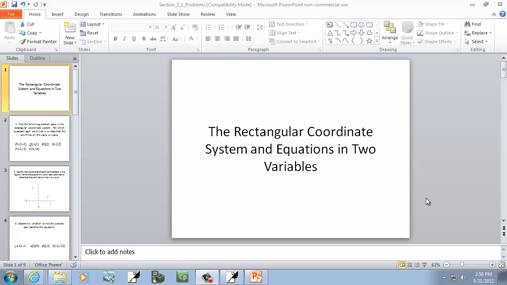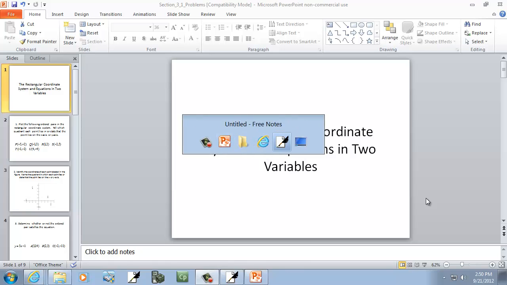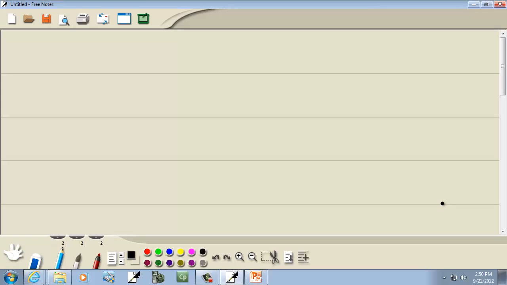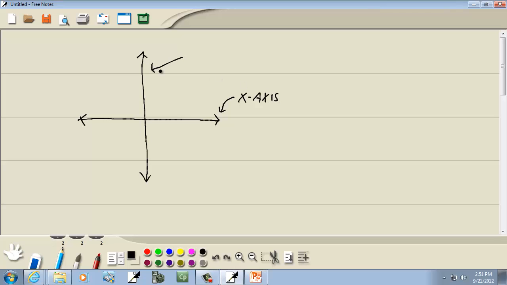Let's take a look at the rectangular coordinate system and equations in two variables. We're going to be graphing various things on something that looks like this. Now this is our x-axis here, and this one is our y-axis. Where they intersect, that has a special name. That's called our origin.